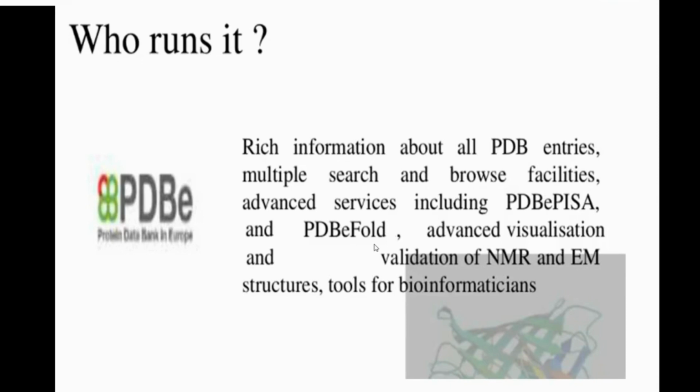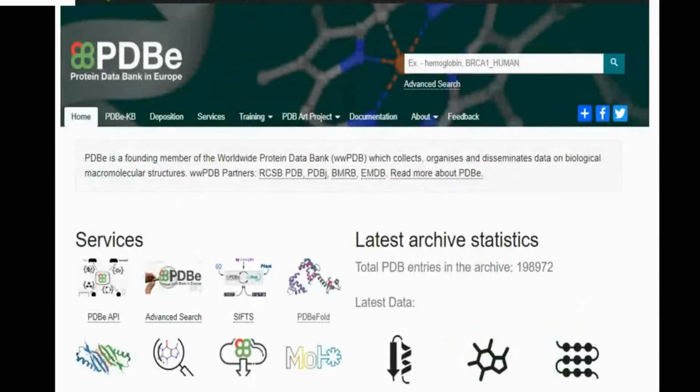comparison of protein structure. Then there are the advanced visualization tool and the validation tool for NMR and electron microscopic structure. It contains the visualization tool by which we can visualize the 3D structure of the protein. We can validate the structure determined by NMR and the electron microscopy. There are various validation tools in PDBE, then tools for bioinformaticians. See, this is the homepage of PDBE, Protein Data Bank in Europe. These all are the services provided by PDBE.